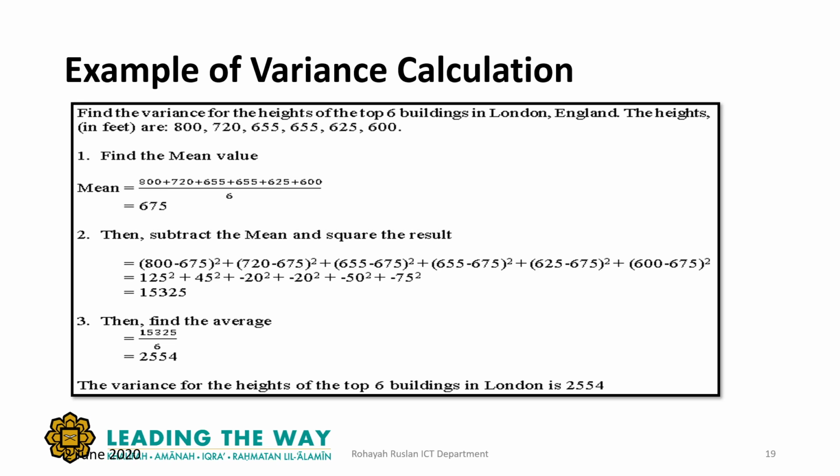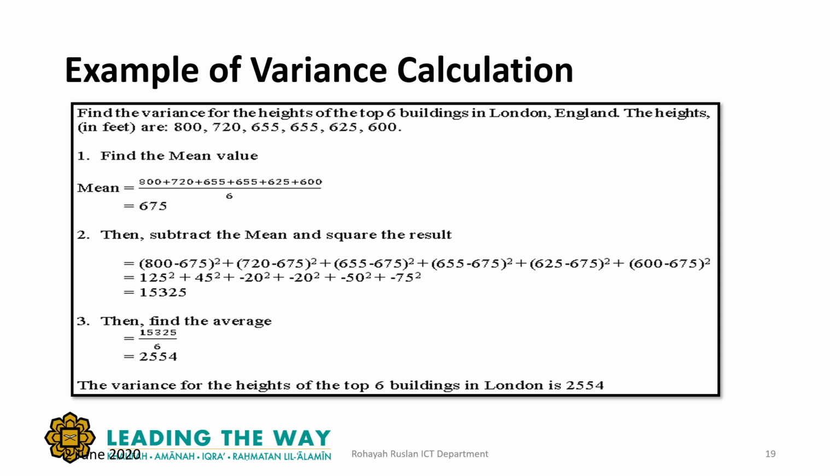Then you subtract the mean and square the results. They give you the example here. The first value is 800. You subtract the mean and then square the result. You need to do this for each number, and then you will get the answers. From those you need to find the average, which means you divide by 6, and you will get another value. That is the variance for the heights of the top 6 buildings in London.